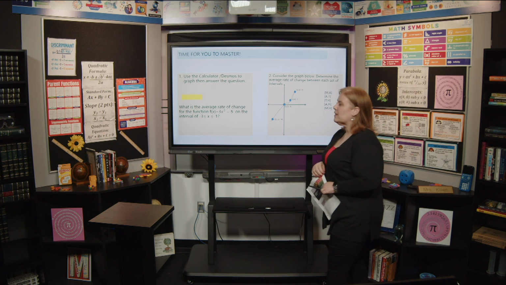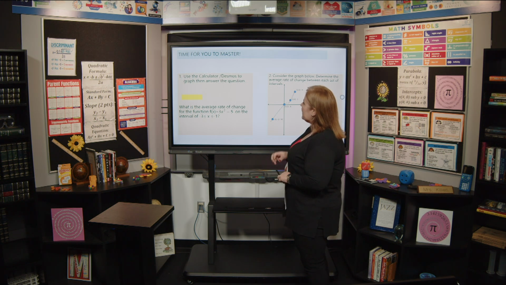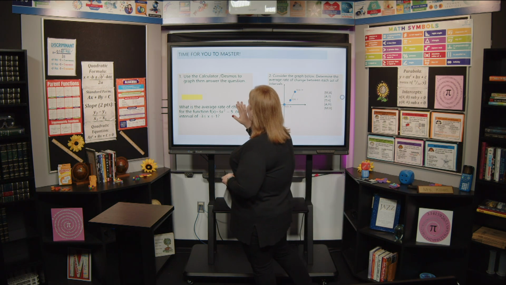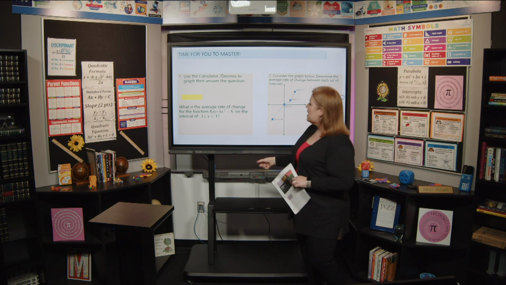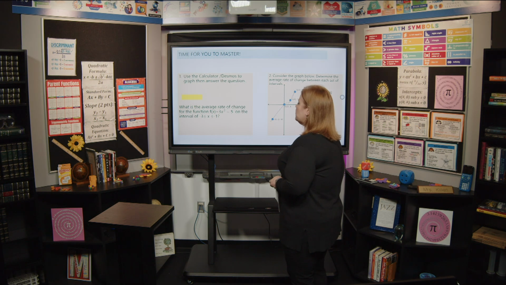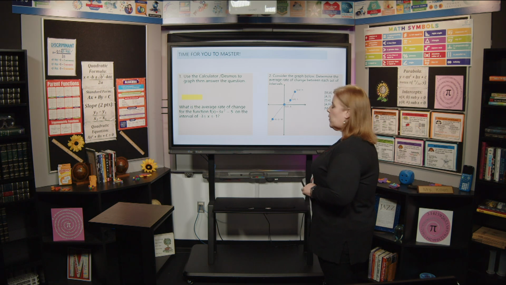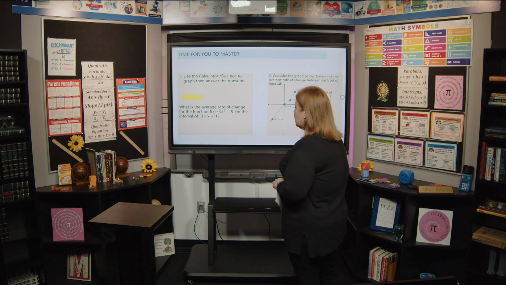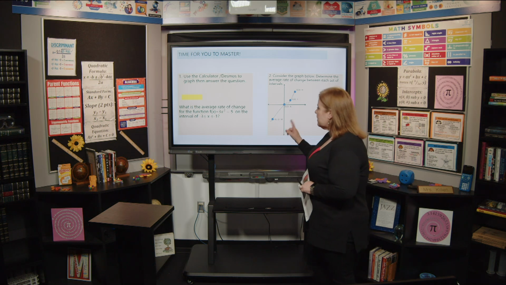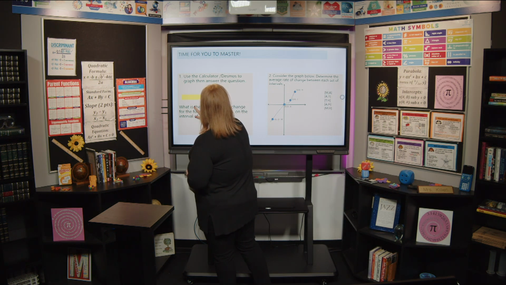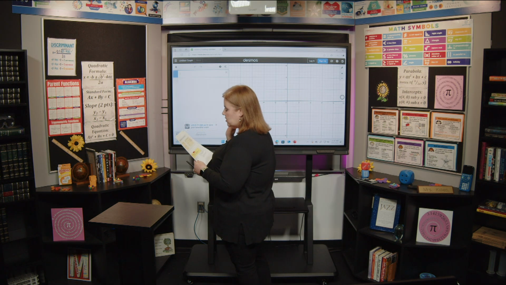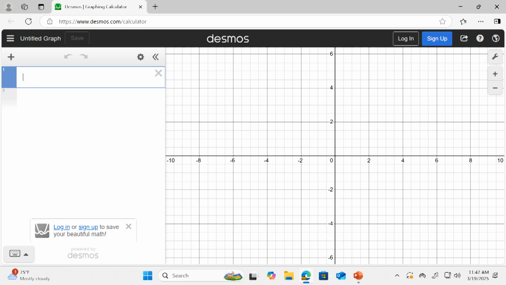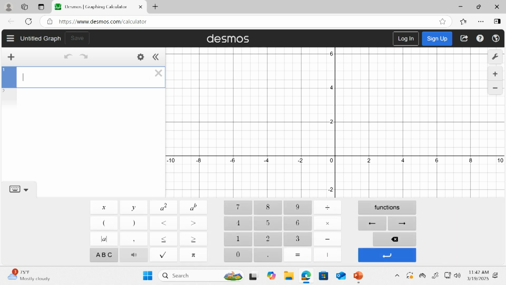All right, so let's look and see what we've got here. It says, use the calculator or Desmos to graph, then answer the question. So now that I've read the question, let's see what this passage tells me. It says, what is the average rate of change for the function f of x equals 3x squared minus 5 on the interval of -3 is less than or equal to x, which is less than or equal to -1. So let's go ahead and pull Desmos up and let's plug it in. So everybody go ahead and make sure that you plug this in. I had f of x, which is also known as y.